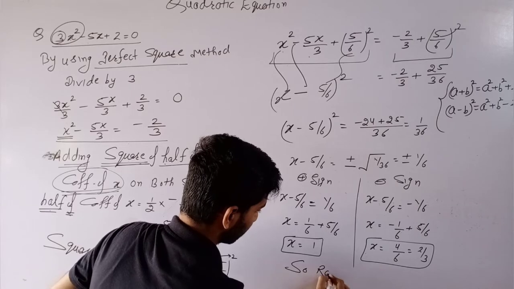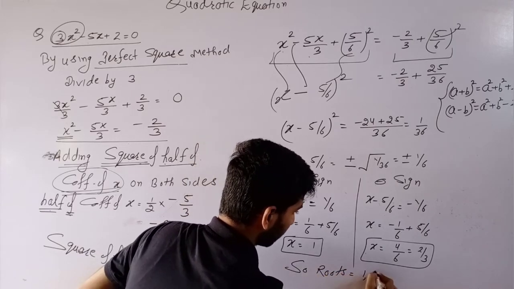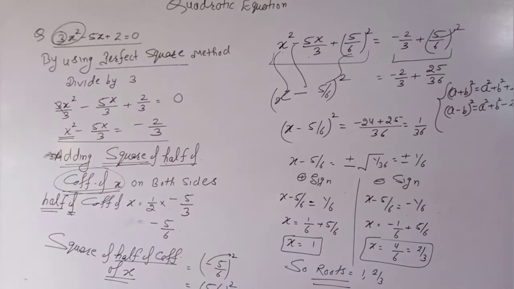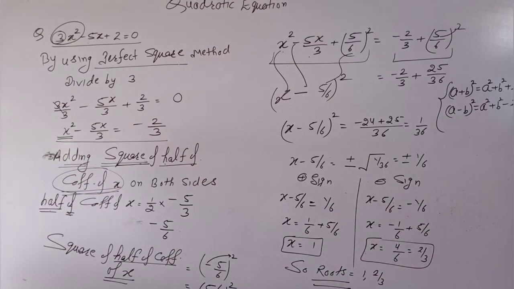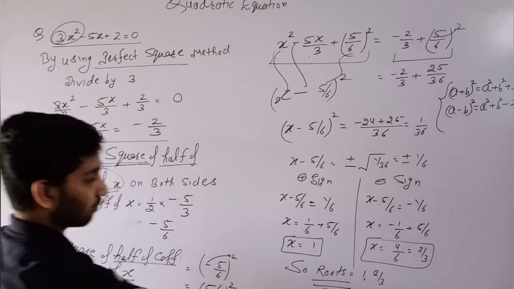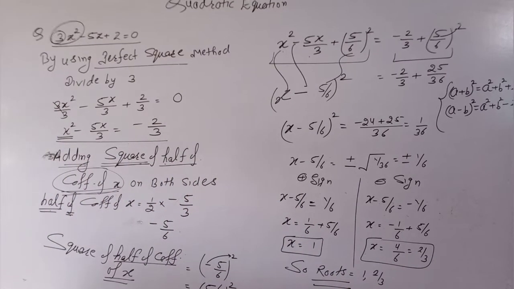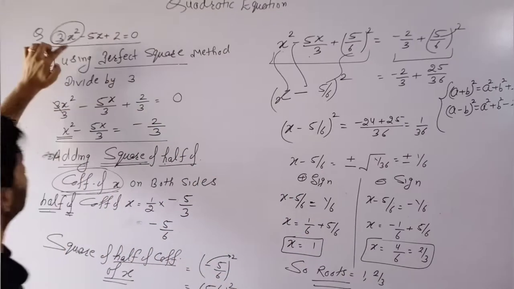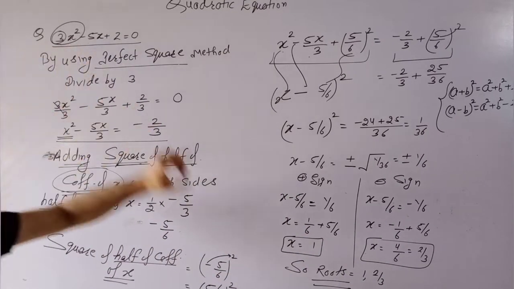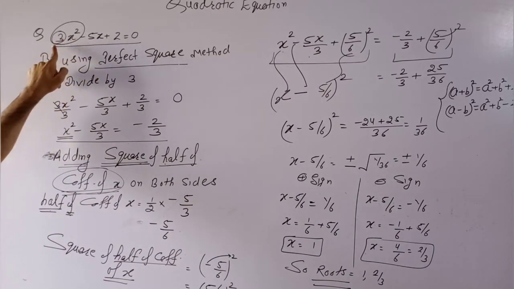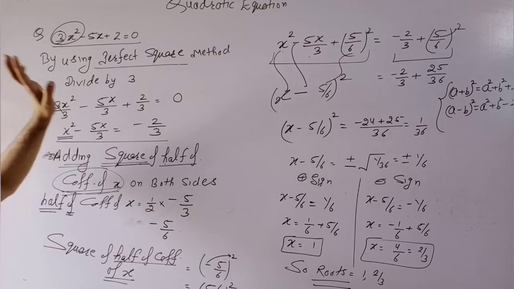So roots 1 and 2 by 3. We have already discussed that in the solution, the value of the variable is known as roots. Variable की जो value आती है वो roots 1 and 2 by 3. These are the values of the variable which satisfy the equation. If we put these values in this equation, we get left hand side also 0.